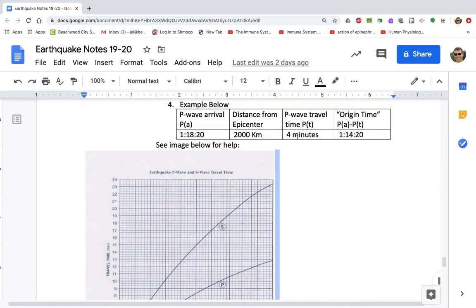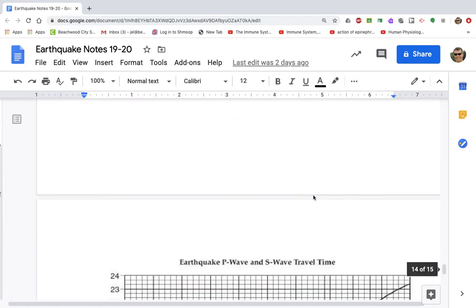And now all I'm going to do is subtract PT from PA. So there's PA, 1:18:20, minus PT, which is 4 minutes. So 1:18:20 minus 4 minutes is 1:14:20, or 1:14 and 20 seconds.